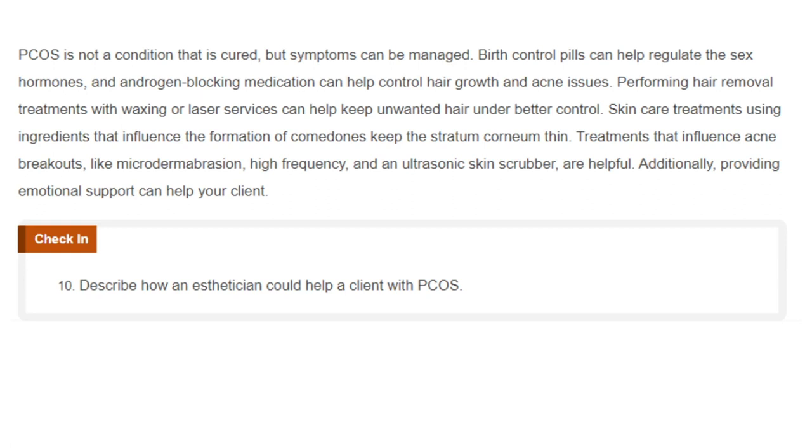Birth control pills can help regulate the sex hormones, and androgen-blocking medication can help control hair growth and acne issues. Performing hair removal treatments with waxing or laser services can help keep unwanted hair under better control. Skin care treatments using ingredients that influence the formation of comedones keep the stratum corneum thin. Treatments that influence acne breakouts, like microdermabrasion, high frequency, and an ultrasonic skin scrubber, are helpful. Additionally, providing emotional support can help your client. Check in. Describe how an esthetician could help a client with PCOS.